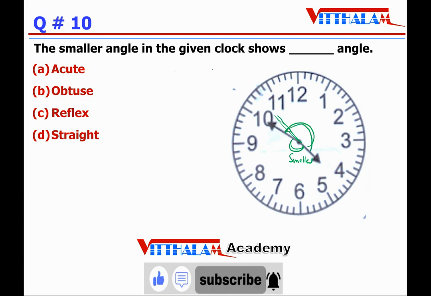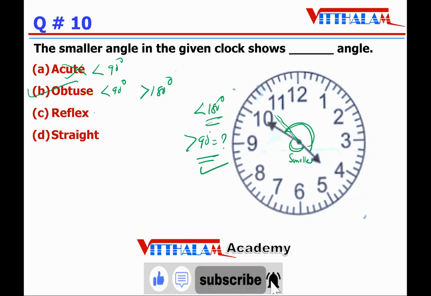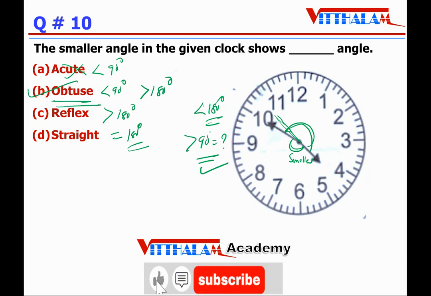So smaller angle in the given clock shows blank angle. It is less than 180 degree. Is it greater than 90 degree? So yes, it is greater than. Acute, less than 90 degree, so it is not there. It is more than 90 degree. Obtuse, greater than 90 degree, but less than 180. Reflex, greater than 180 degree. Straight, equal to 180 degree. So our answer is obtuse, that is B.